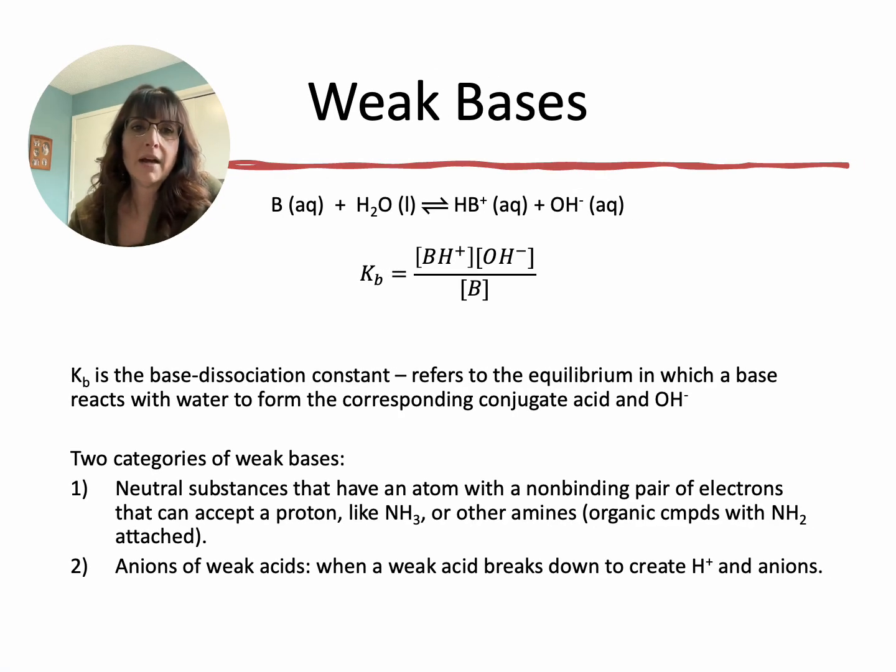I'm not going to read everything on this slide, but I just want you to know that everything we mentioned for weak acids is the same for weak bases. So Kb is just the base dissociation constant, and if it's weak, again, it doesn't break down all the way. All the same rules apply. And just know that we have 2 categories of weak bases: neutral substances that have an atom with a non-binding pair of electrons like NH3 or other amines. Those are organic compounds that have an NH2 group on it. They are weak bases. And then the anions of weak acids also create weak bases.